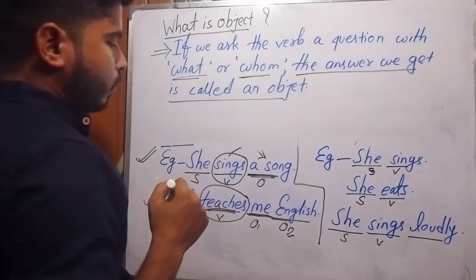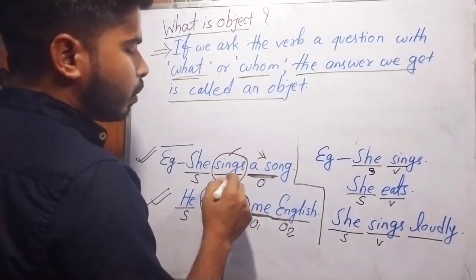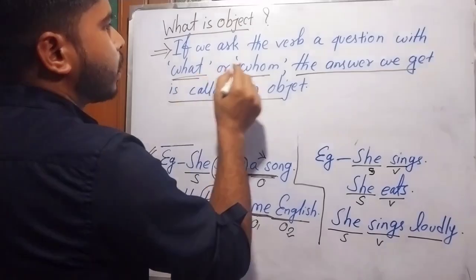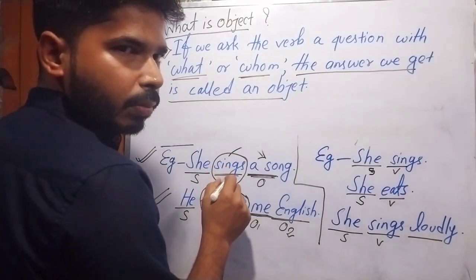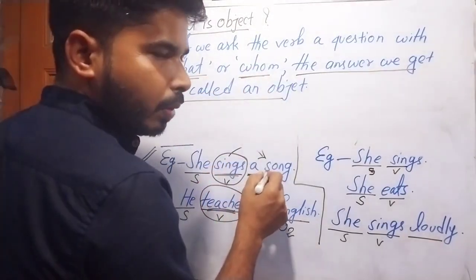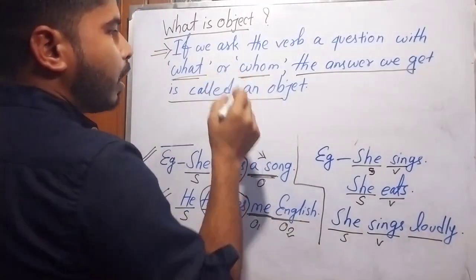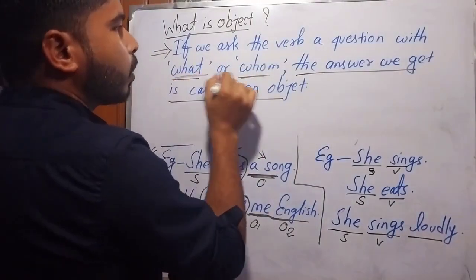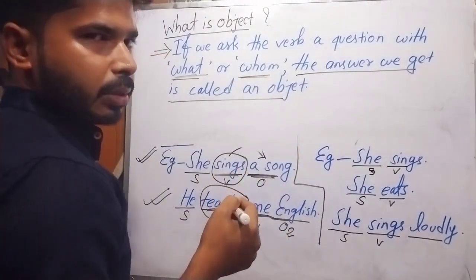Okay. So if you look at the example, she sings a song. Then ask the verb. What is the verb here? The verb is sings. So ask with what and whom. If we ask what sings, then we have the answer, a song. Then we don't have to look at the second one. If you get the answer with at least one of them, either with what or whom, then we can say that there is an object.